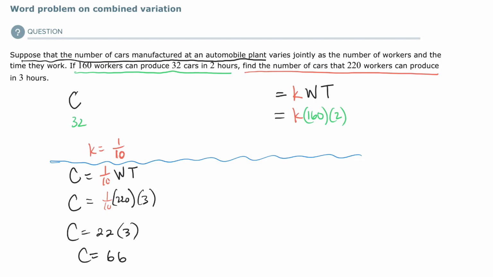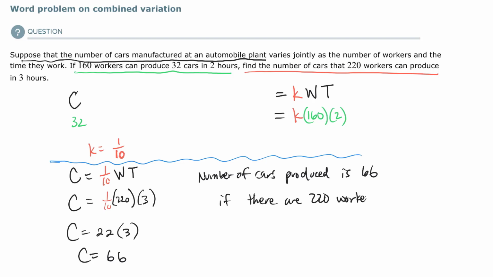Let's write our answer in a complete sentence. The number of cars produced is 66 if there are 220 workers working for 3 hours. And circle.